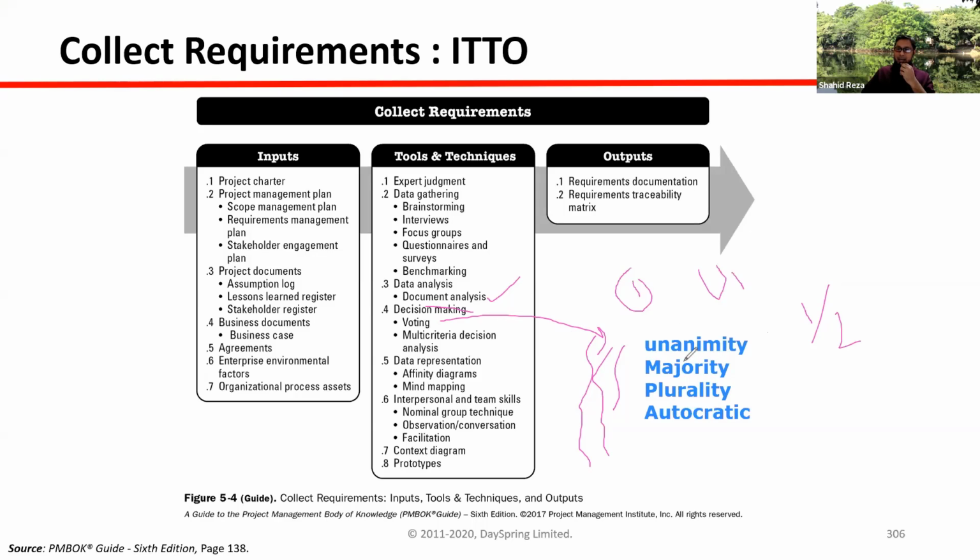So what is unanimity? That means if 100% of the stakeholders or participants give a vote for one thing, everyone agreed or not agreed. If 100% of people agree or disagree on one decision, then that is unanimity.